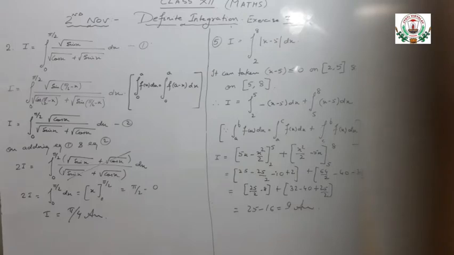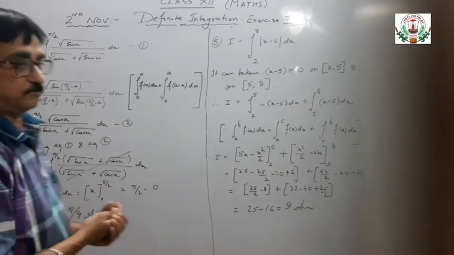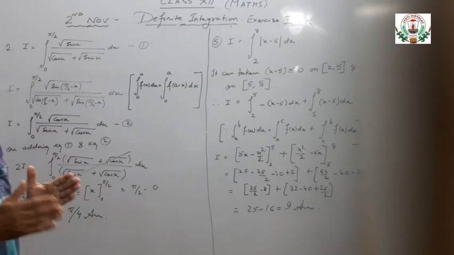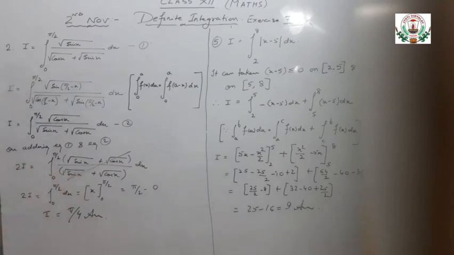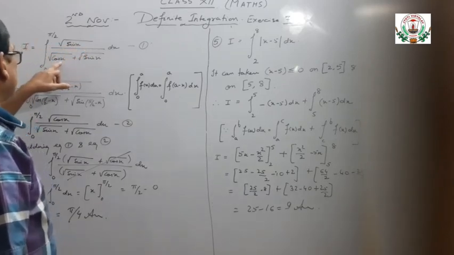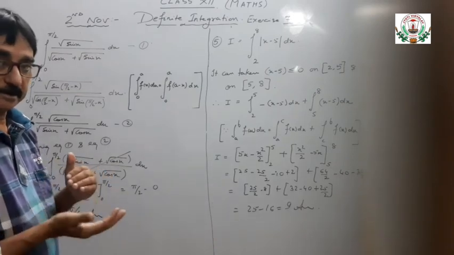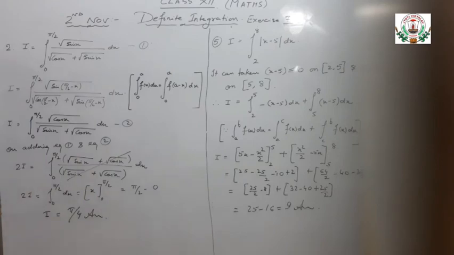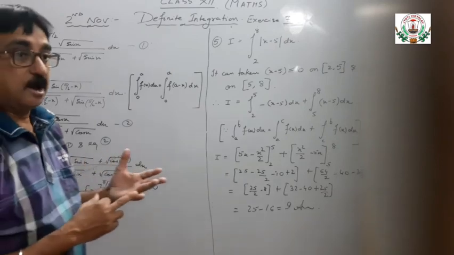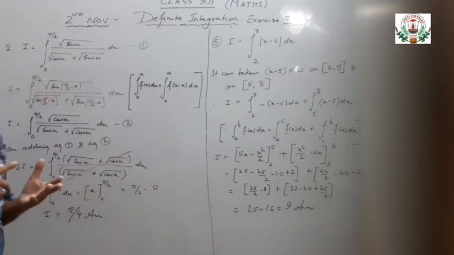Now let's come to exercise 7.11. Now the problems based on the properties of definite integration. The second question, integration 0 to pi by 2 of under root sin x upon under root cos x plus under root sin x. Here sin x and cos x are complementary to each other. In the same way, sec x and cosec x are complementary to each other. Tan x and cot x are complementary to each other.